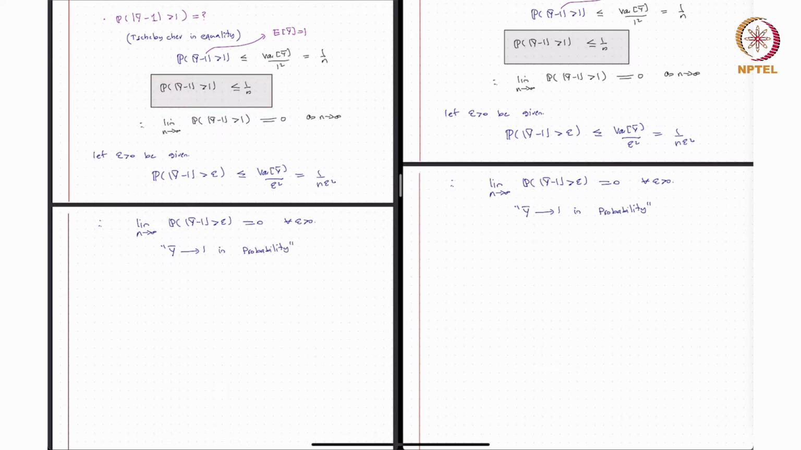But we found out that if we take any epsilon positive, the probability that |y bar minus 1| is bigger than epsilon is less than or equal to 1 over n times epsilon squared, and that goes to 0. So this is an application of Chebyshev's inequality in that sense.